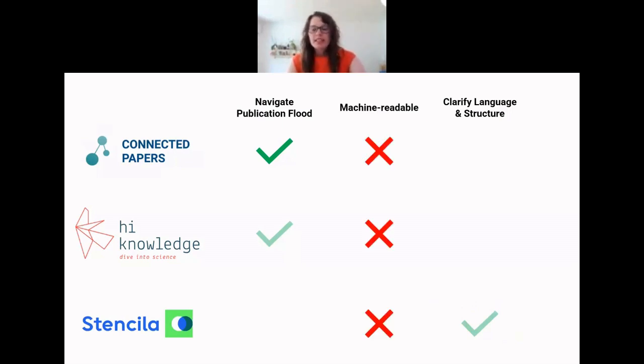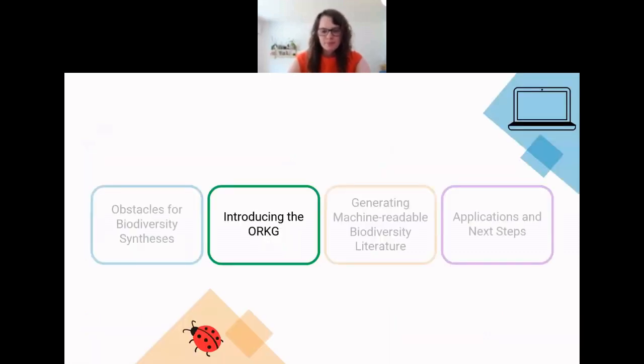So you can clearly see that there is a gap when it comes to addressing some of the obstacles for conducting synthesis research, particularly related to machine readability. And there are efforts that are making data machine readable, but they tend to be focused mostly on bibliographic metadata, or they're very discipline specific. So there's a need for tools that promote machine readability across disciplines.